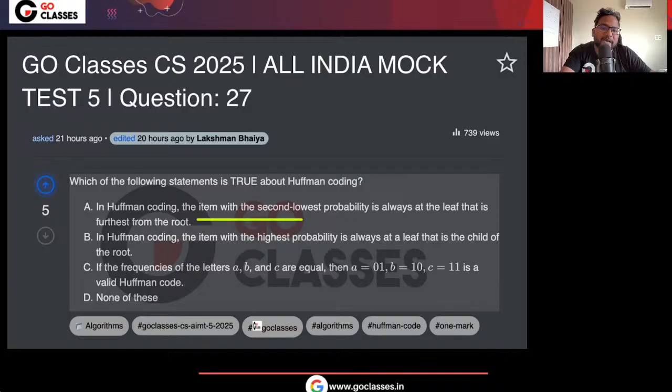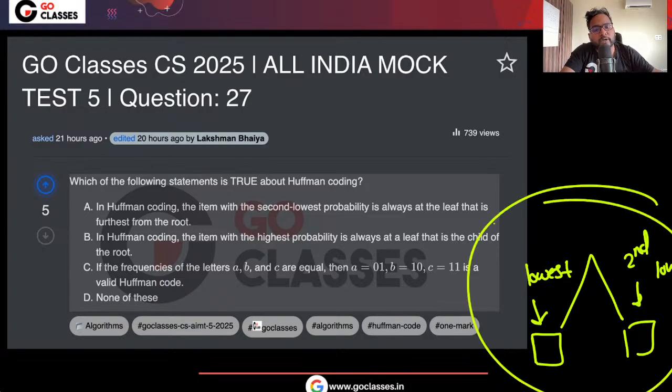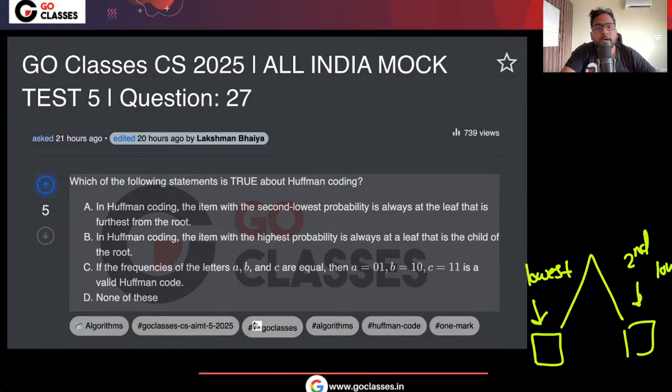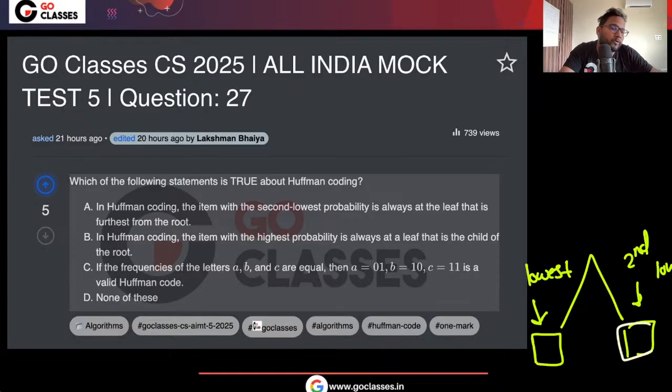The item with the second lowest probability is always at the leaf. See what you do, you take the lowest probability, right? Let's suppose this is the lowest probability and this is the second lowest probability, and then you merge them, right? Then you start drawing your tree. So basically, you will be merging it. Now, if you merge it, then what will happen? The second lowest will be on the leaf only, right? Whatever is the second lowest node with the probability, it will be on the leaf only. So that is why A is true.